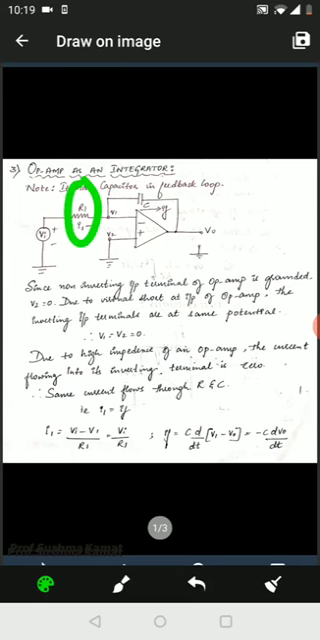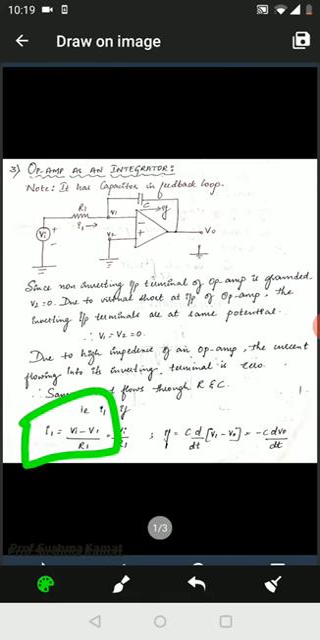Now let us try to analyze what is the value for I1. I1 is situated between two voltages. The first one is Vi, second is V1. That is why I1 is equal to (Vi minus V1) upon R1. But we know the value for V1. The answer for V1 is 0. That is why I1 is equal to Vi upon R1. It is shown here.